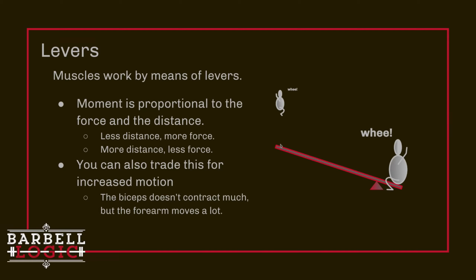You can also use levers to change the amount of motion. So if you really move this end, you can make this end really move fast and then pop the kid up in the air. So muscles work by means of levers, which are ways to trade moments for force and distance, really. The moment's proportional to the force and the distance. Less distance, more force. More distance, less force. You can trade it for increased motion. If you think about the biceps in the arm, the biceps doesn't contract very much, but the forearm moves a lot.